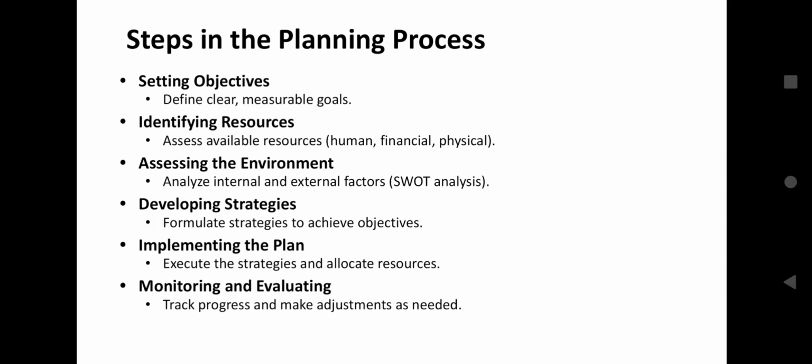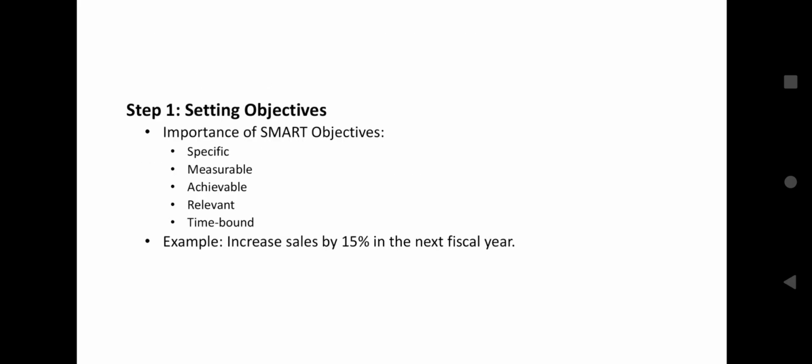Next, analyzing the environment: the internal and external factors, that is the SWOT analysis. We will see this later. Developing strategies: formulate the strategies to achieve the objectives. Implementing the plan: execute the strategies and allocate resources. Next, monitoring and evaluating: track the progress and make adjustments as needed.